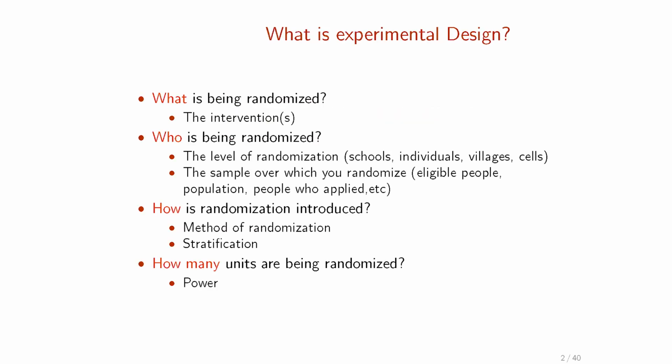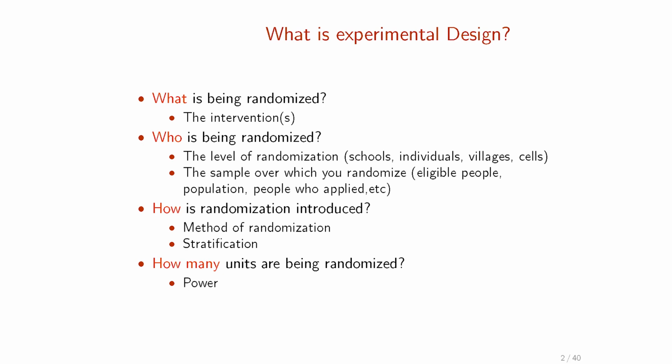So what do we think? What's experimental design? What are the questions we need to answer when we're thinking about how to design a randomized controlled trial? So first we need to think about what is being randomized. And that means what are the intervention or interventions that we are looking at. Second, we need to think about who is being randomized. That could be a what too, so the who could be a school, but I wanted to have different questions.